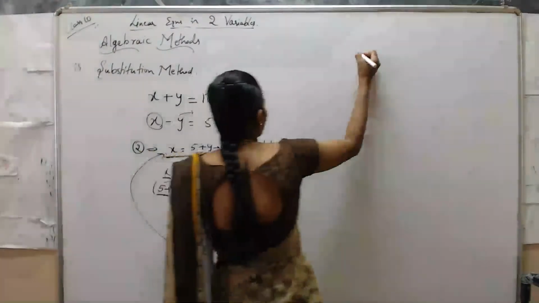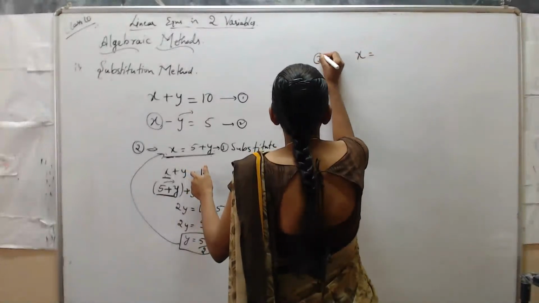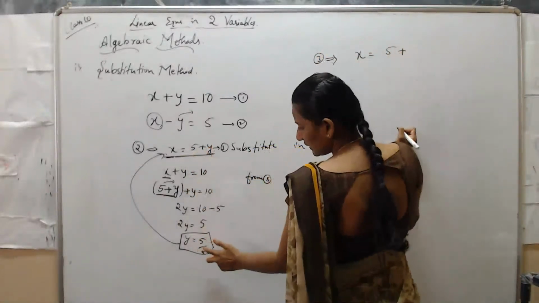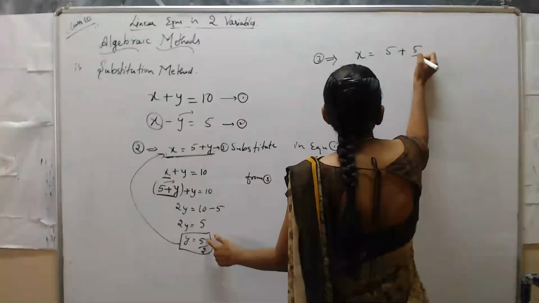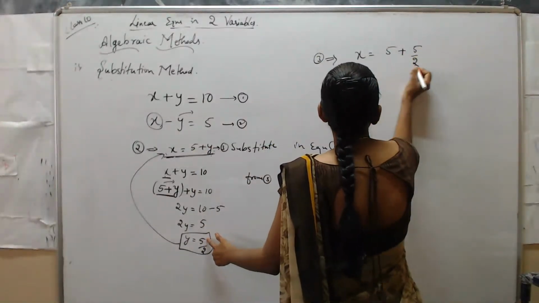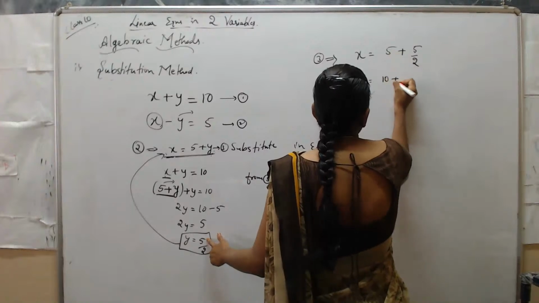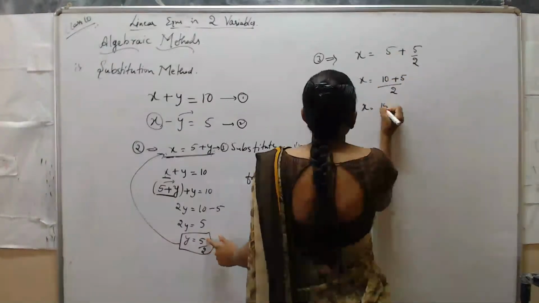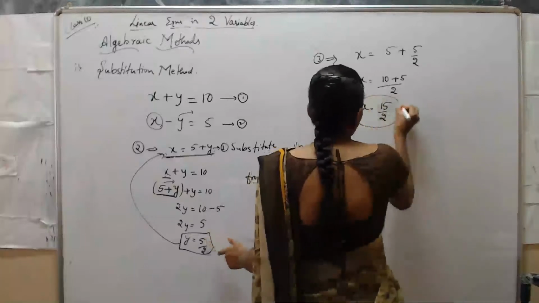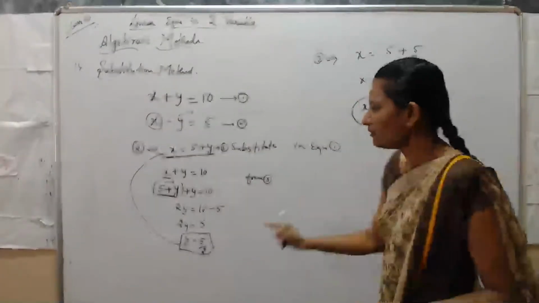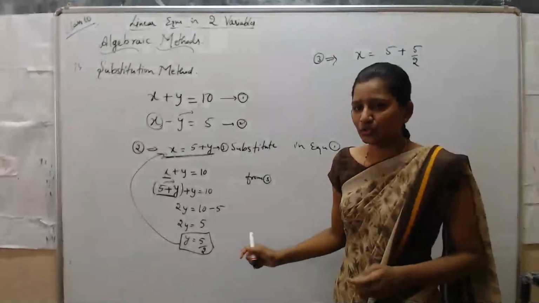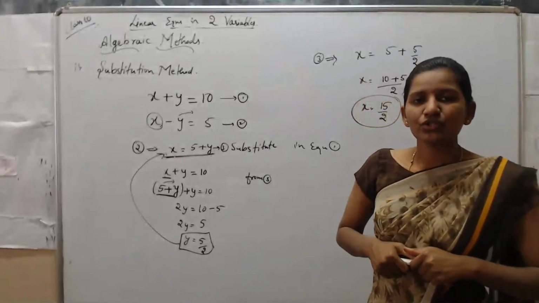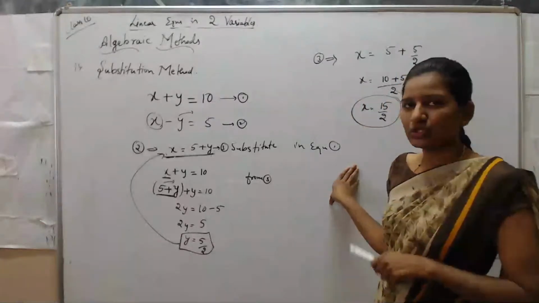We know y. Equation 3 implies x is equal to 5 plus the value of y, which is 5 by 2. So x is equal to 5 plus 5 by 2, take LCM 2, 10 plus 5 is 15 by 2. So what are the values of x and y? X is equal to 15 by 2, y is equal to 5 by 2. This is called the substitution method. This is how we do the substitution method.